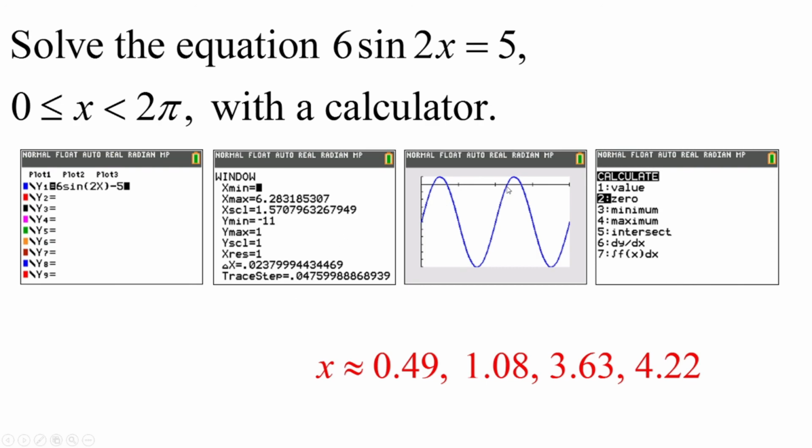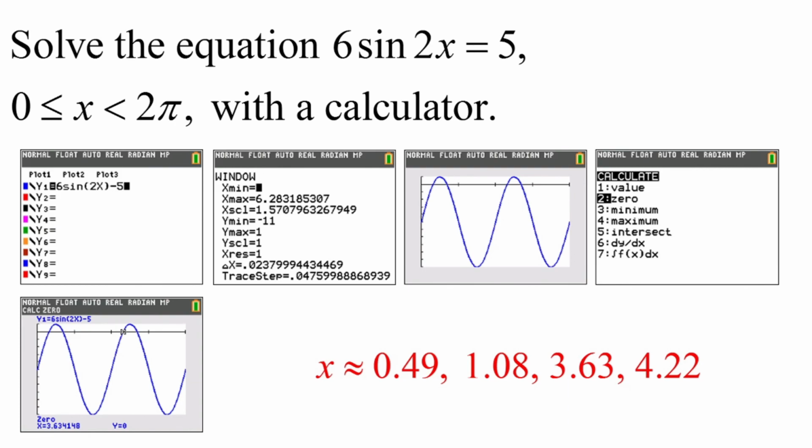When you do that, you're going to have this graph, and your cursor is going to say left bound. You just arrow your cursor a little bit to the left of that, hit enter, and then your cursor is going to say right bound. You just arrow to the right until you get to the right of that zero, or in this case above it, and hit enter again, and then your cursor is going to say guess. You just hit enter again, and your calculator is going to give you this, and you see what I see?